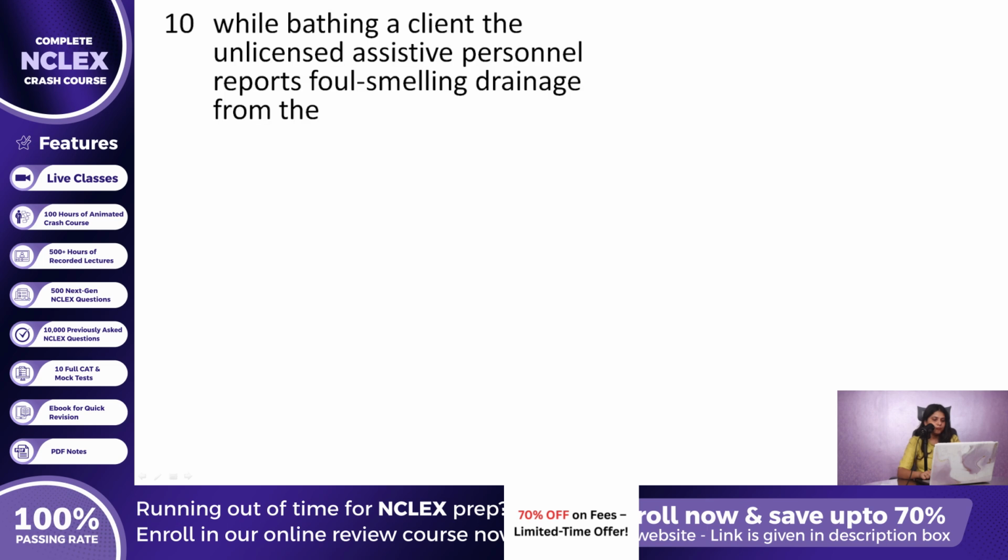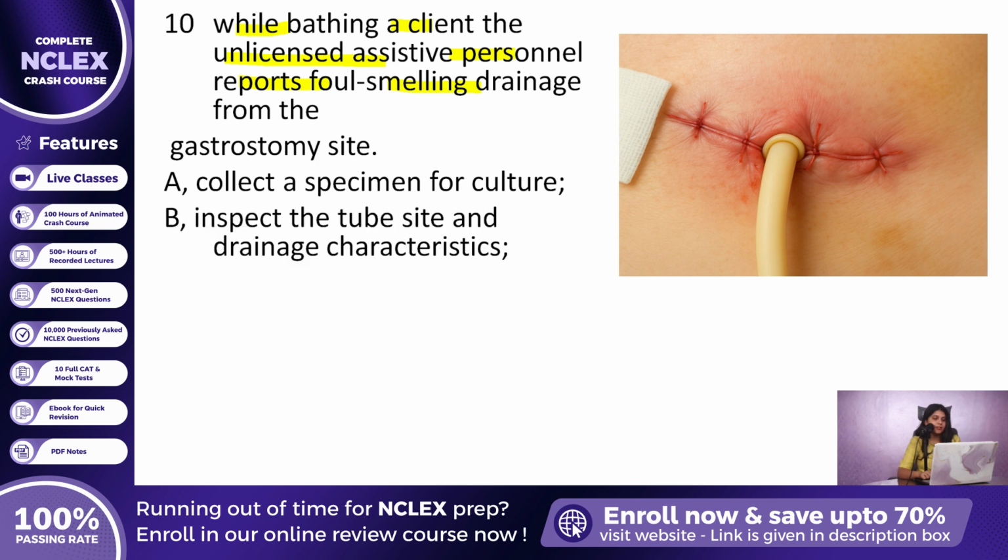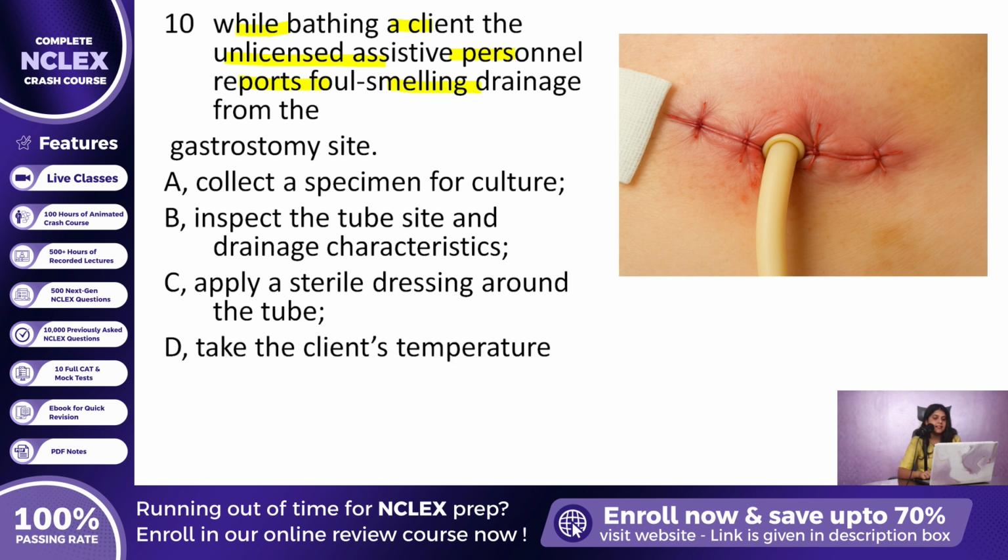Question 10. Shifting focus to skin and tube site assessments. While bathing a client, the unlicensed assistive personnel reports foul-smelling drainage from the gastrostomy site. The options include A. Collect a specimen for culture, B. Inspect the tube site and drainage characteristics, C. Apply a sterile dressing around the tube, or D. Take the client's temperature. The correct answer is B.